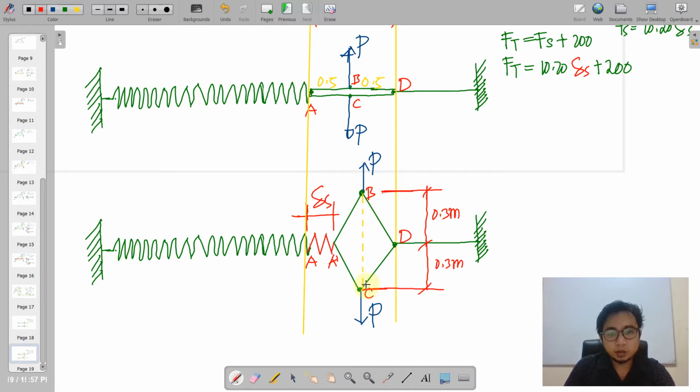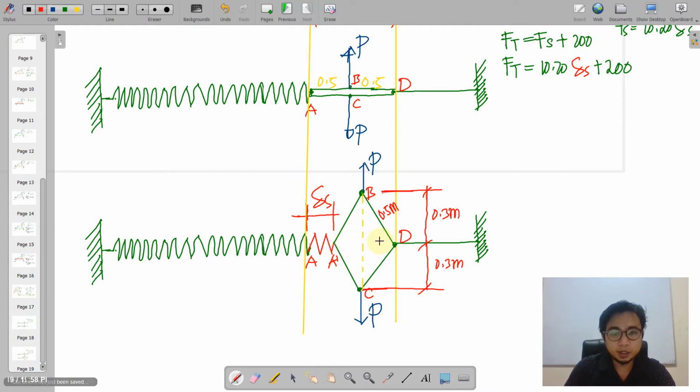Okay, this yellow line here should be 0.6 so that it will just be symmetrically divided, 0.3 meters and 0.3 meters above and below. And let us note that this hypotenuse here, original length, does not change. That is equivalent to 0.5 meters.